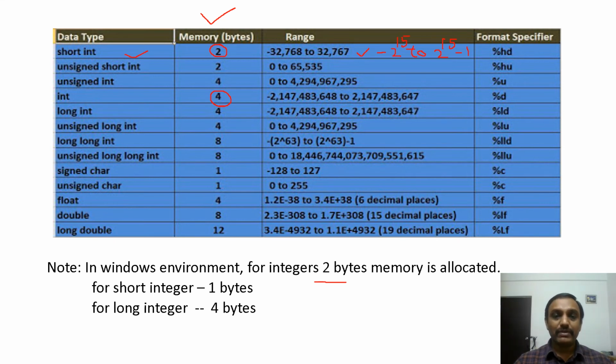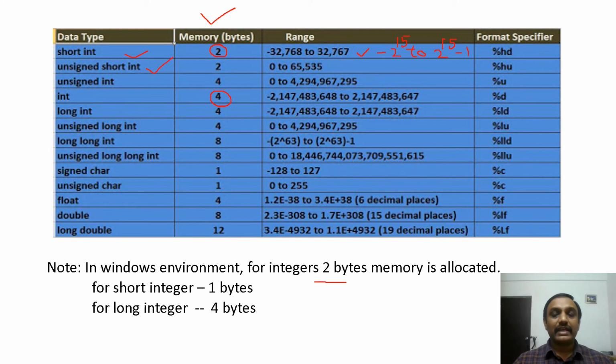So 2 bytes of memory allocated. 2 bytes means 16 bits. So 2 power 16 you are dividing into two halves. One half we are taking for the negative numbers, the other half we are taking for the positive numbers. In between, 0 is also present.